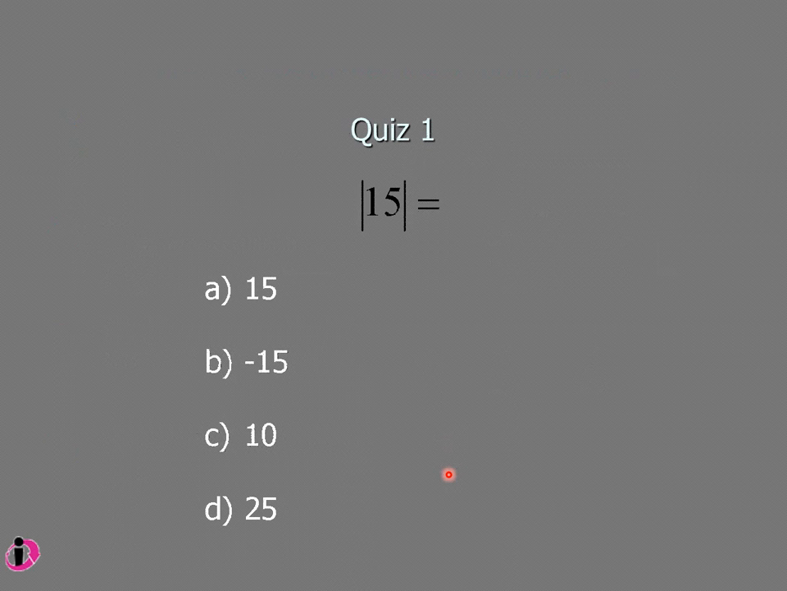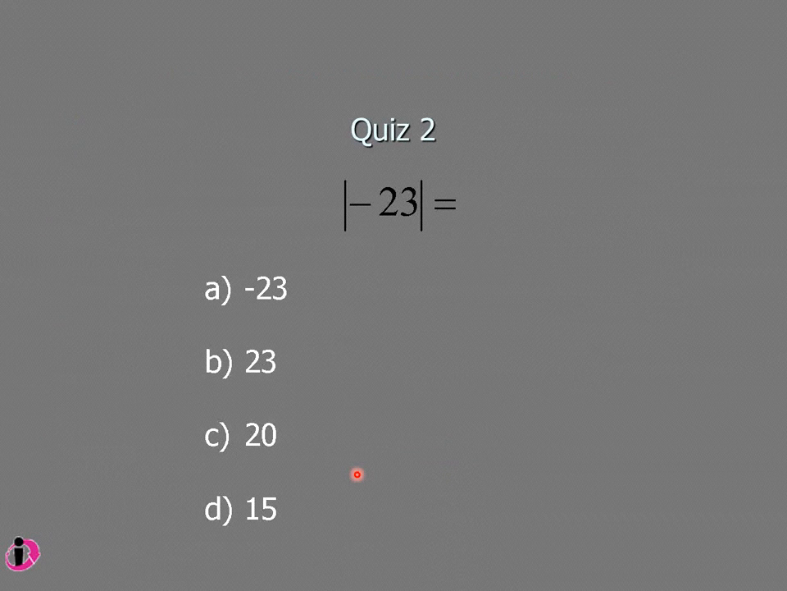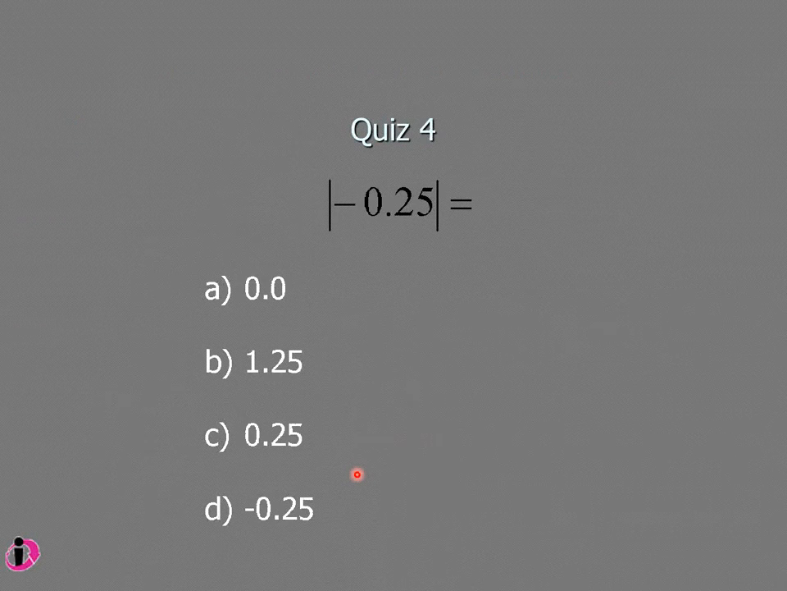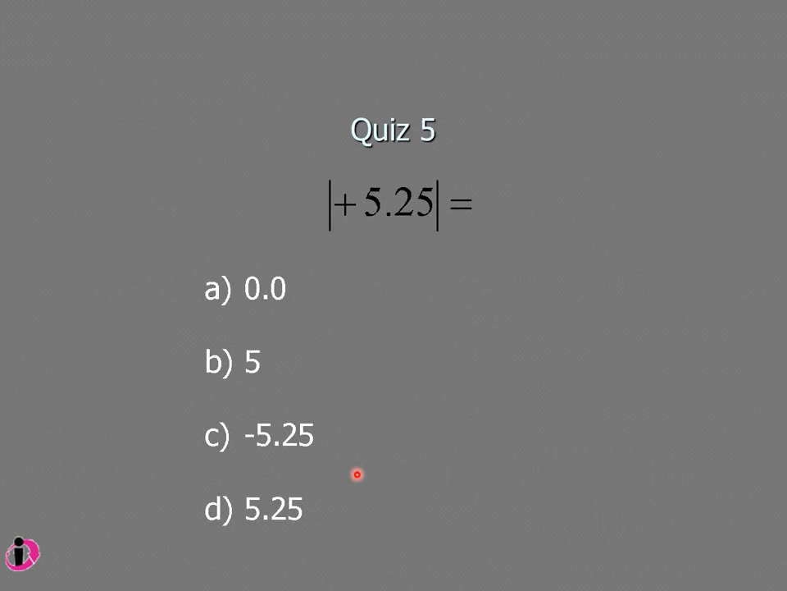So let's look at a couple of example quizzes on absolute value and number relations. The absolute value of 15 is of course 15, so the right answer is A. The absolute value of negative 23 is 23, which is B. The absolute value of negative 13.5 is again 13.5, which is B. The absolute value of negative 0.25 is of course 0.25, which is C. You write the same number without the sign, so it's 5.25. The right answer is D.